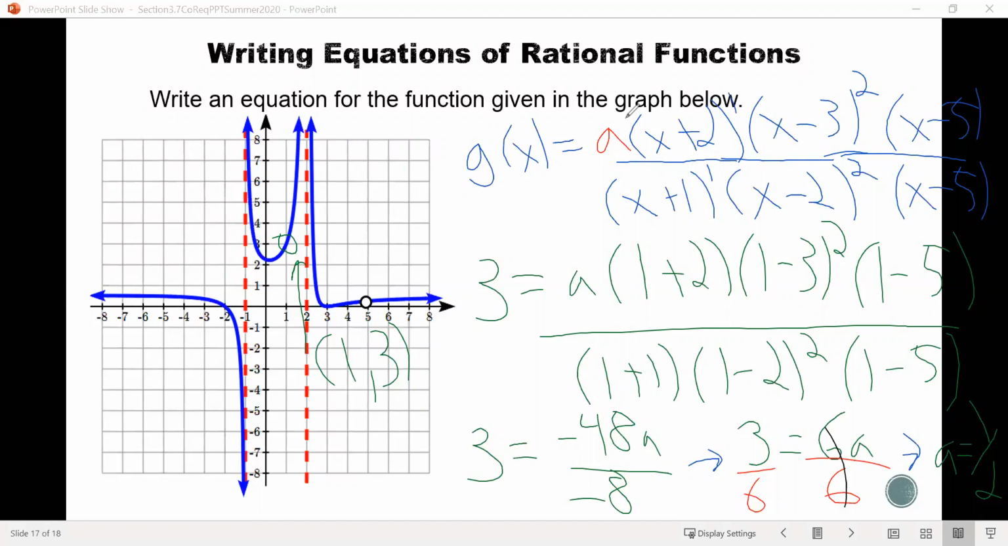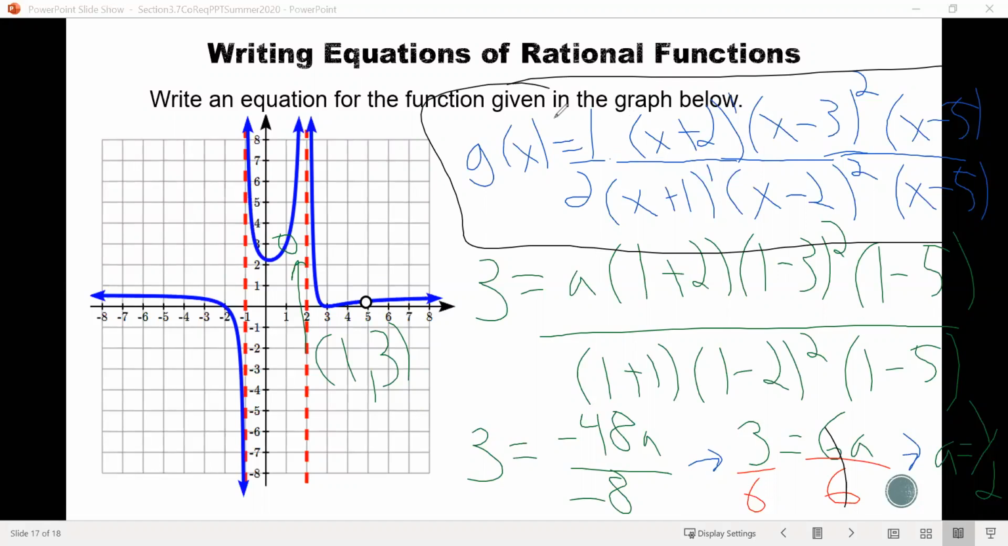All right, so then up here in our equation, we can replace the a with a 1/2. We can either put the 1/2 up with the numerator, or we can put it out front. So it's the same thing. I'm just going to put it out front this time. And so this would be our equation here. G of x equals 1/2 times x plus 2 times x minus 3 squared times x minus 5, all over x plus 1 times x minus 2 squared times x minus 5.